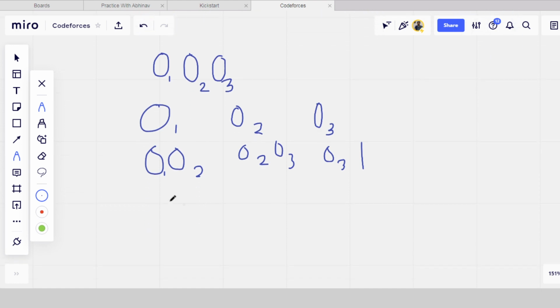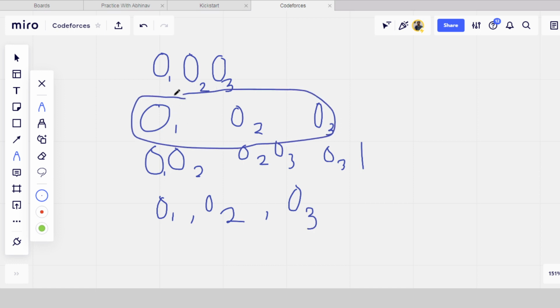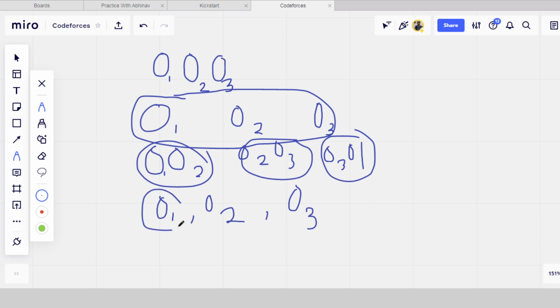The next possibility is that we can take 0 1, 0 2, 0 3. So how many possibilities are there? The first one is we can take all the zeros. Second one is any two. Okay, this is 0 1. Third one is we can take only 0 1, we can take only 0 2, we can take only 0 3. So how many possibilities are there? Here 1 2 3 4 5 6 and 7. So here there are 7 possibilities.